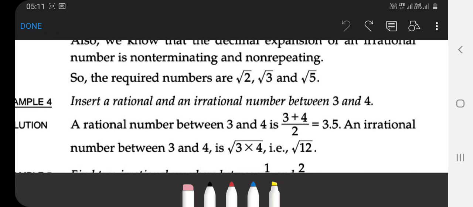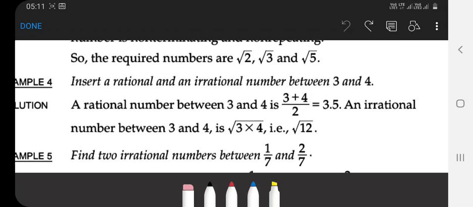Insert a rational number and an irrational number between 3 and 4. Earlier we have discussed the rational number: 3 plus 4 by 2 is equal to 7 by 2, a rational number. An irrational number: root over 3 into 4, that is root over 12. Root over 12 is an irrational number between 3 and 4.